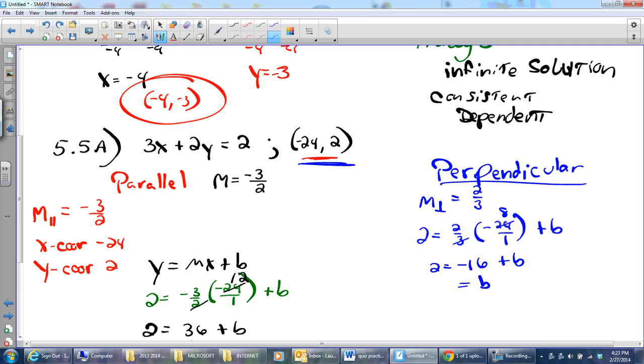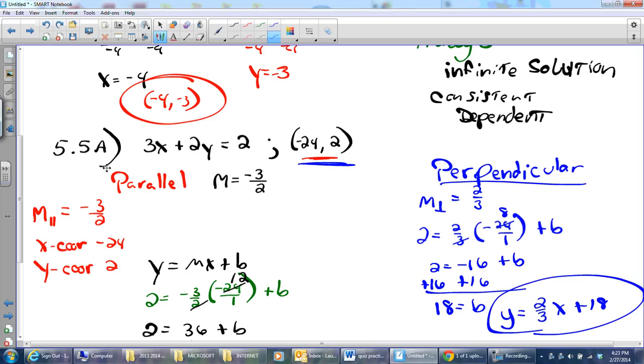And so b will end up equaling, well, I want to show that step because some of you skip it and then you make a silly mistake. Okay, so I'll get 18 equals b. So therefore my perpendicular equation is y equals 2/3 x plus 18.